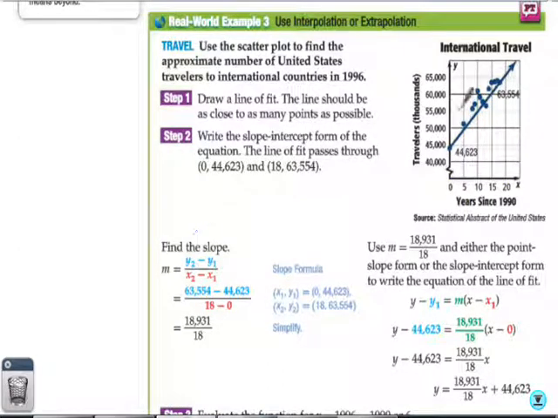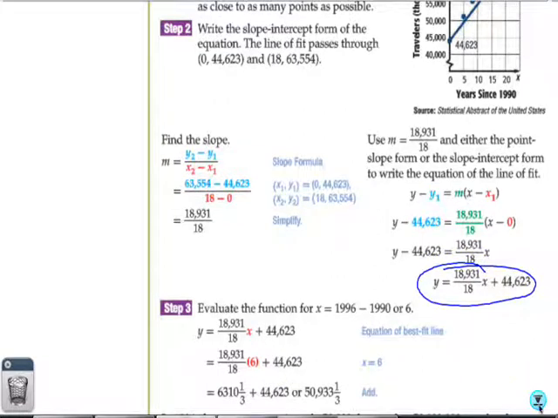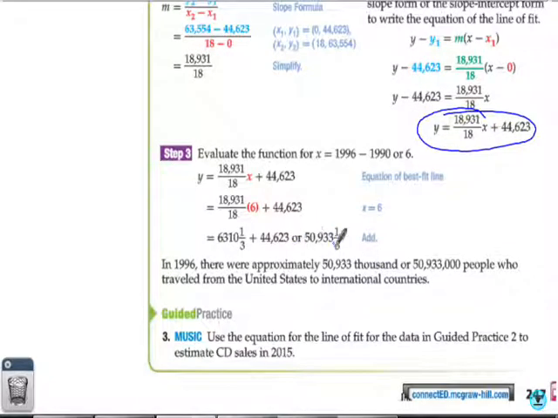So what we're going to do is we're going to use a line of fit, and we're going to come up with 2 points. We're going to find the slope. We're going to use the slope in one of the points to find the equation of the line, and that's what we have here. Then all we're going to do is plug in here. 1996 is year 6 in this graph, so we plug 6 in, and we find not the exact amount, but an estimate of that amount. So there were approximately 50,933,000, because it was done in thousands, so 50 million, almost 51 million, who traveled from the U.S. into international countries. Pretty easy.